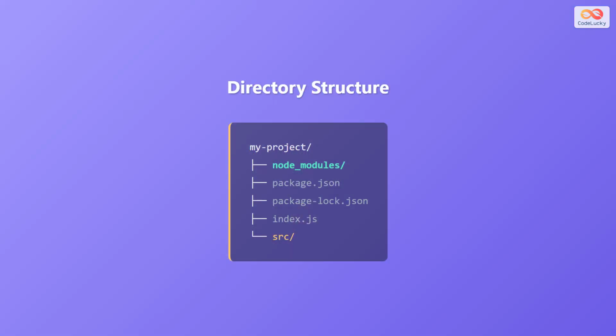Let's examine a typical directory structure of a Node.js project. You'll usually find the Node_modules folder at the root level, alongside files like package.json, which manages project metadata and dependencies, package-lock.json, which ensures dependency version consistency, an entry point file such as index.js, and a source directory often named src.